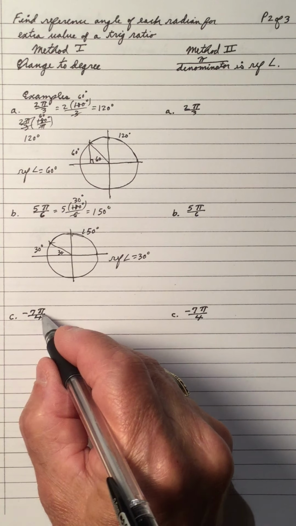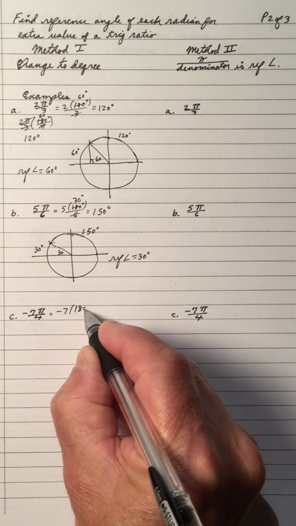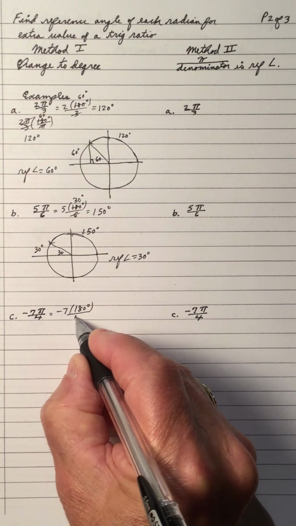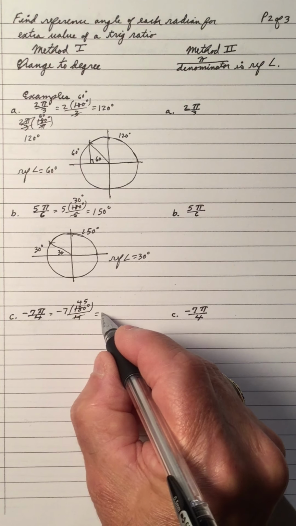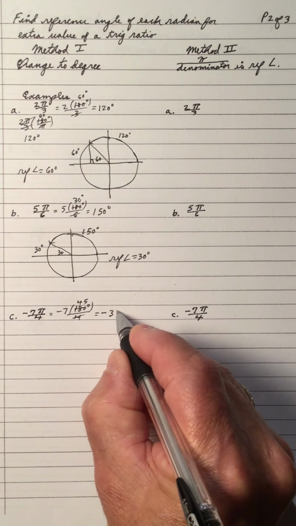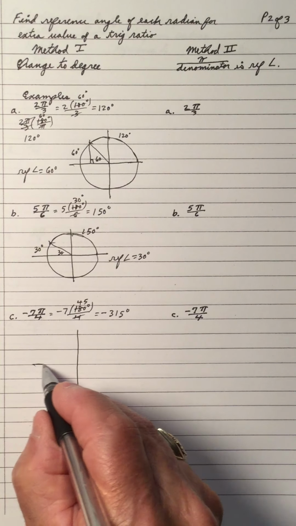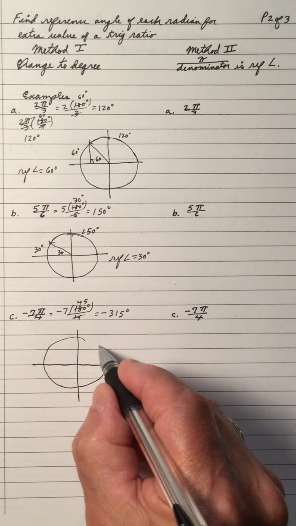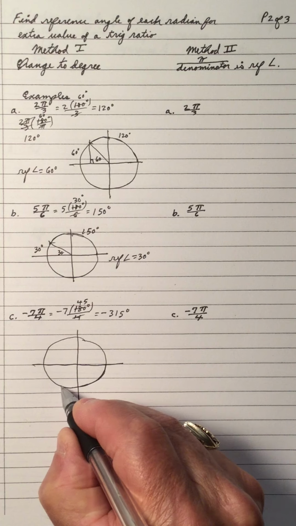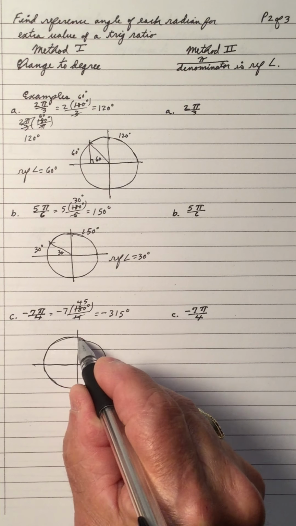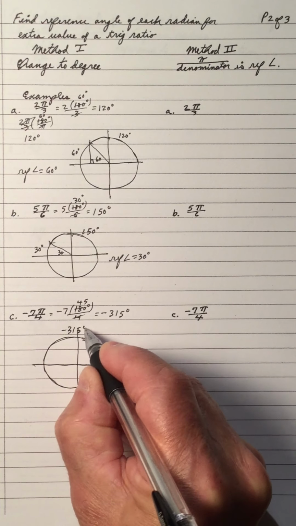And we got negative 7 pi over 4. We're changing negative 7, change pi to 180 degrees, and divide by 4. 4 into 180 goes 45. So that makes it negative 315 degrees. And we want the reference angle. So here's the circle. Negative 315 degrees, we have to go this way: 90, 180, 270, and right to here. So that's a negative 315 degree rotation.